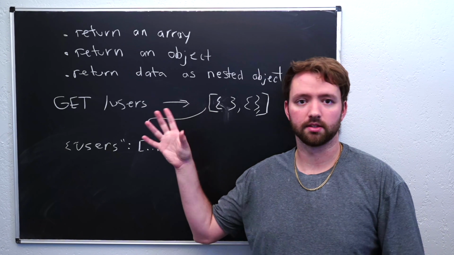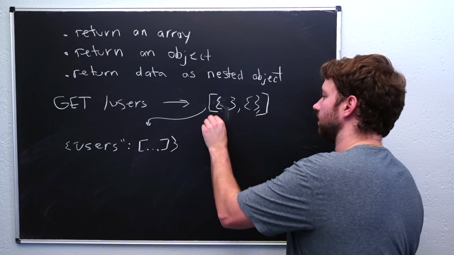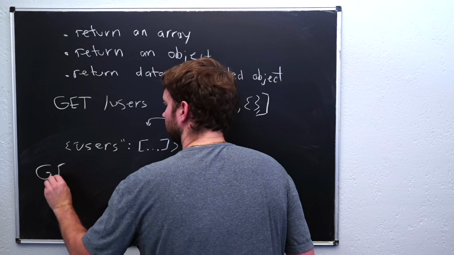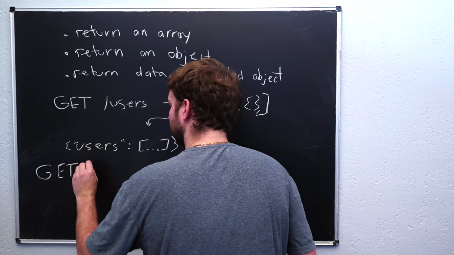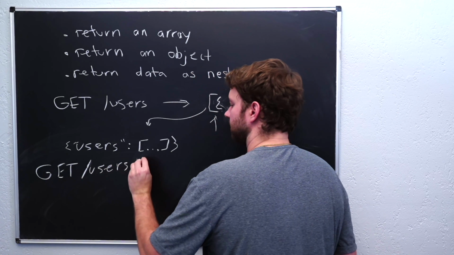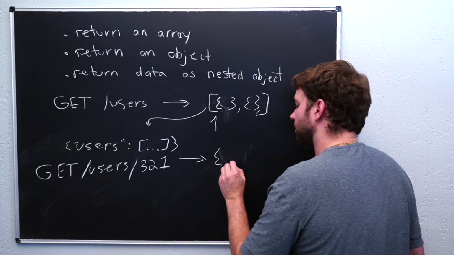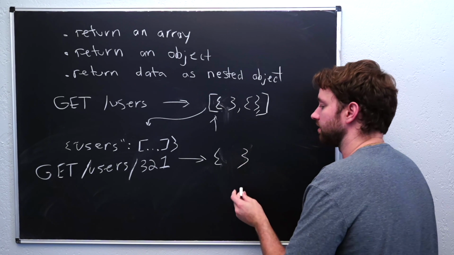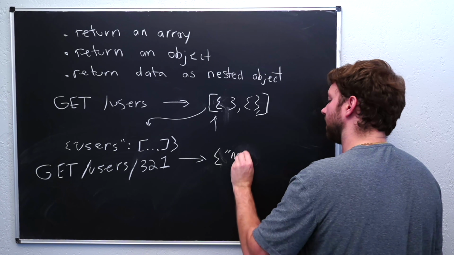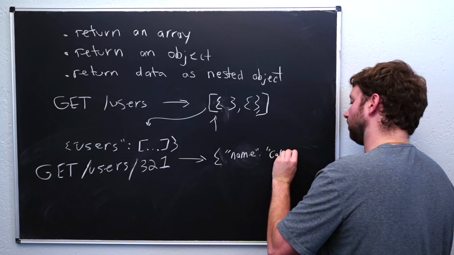Now, a scenario where this is a little less clear is if we're working with an endpoint that doesn't directly give us an array. What if we want to say, get users and pass in a specific user, say ID 321. Well, this is going to get us a single user, so the response type is an object. We can give a quick example here, such as name being Caleb.